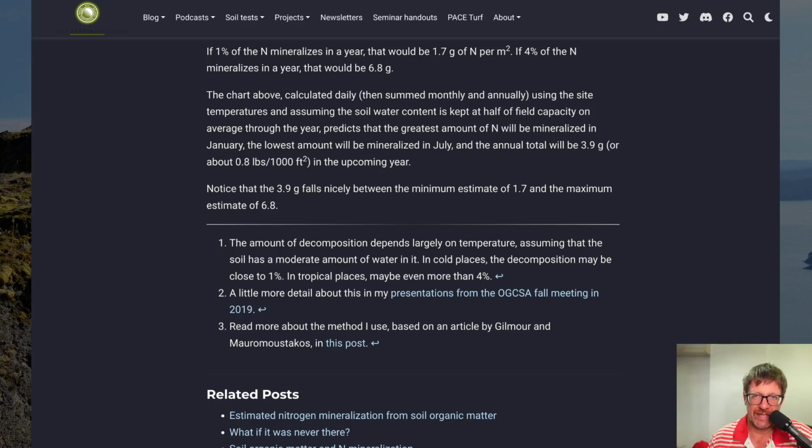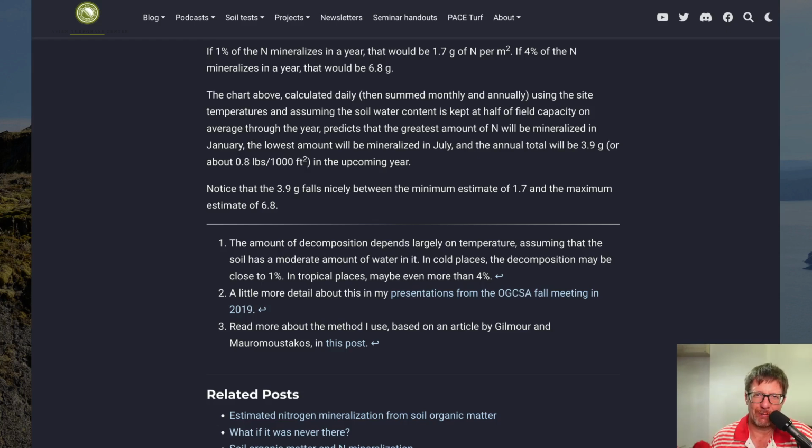And when I calculated it daily, like I do for the ATC soil reports, when I calculate it daily and sum the values every day over the course of the year, we get 3.9. So I wrote in the final sentence, I said, notice that the 3.9 grams falls nicely between the minimum estimate of 1.7 and the maximum estimate of 6.8. And that's why I like to do it my way, which is calculating it daily and summing it, which is a series of equations in a loop that loops through the year.